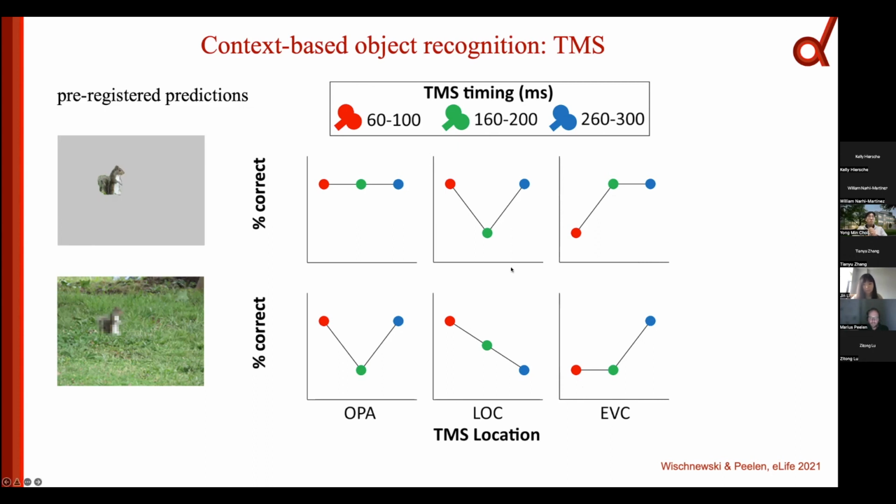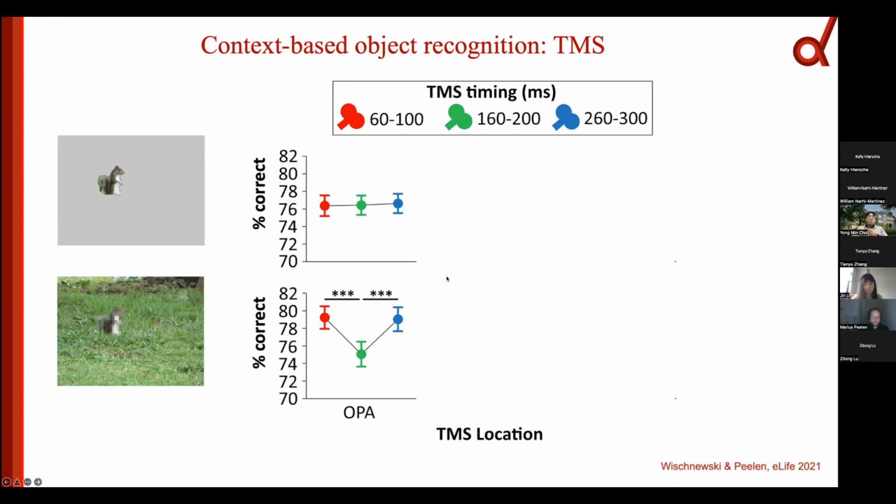All right, so let's see what the results are. These are the actual results. This is for OPA stimulation. So that's very nicely matching what we predicted. No difference across these time windows for the intact object condition, but a strong decrease in performance when OPA was stimulated in this middle time window, around 200 milliseconds after stimulus onset. So this provides evidence that the scene-selective region is still important for recognizing objects when these objects are facilitated by scene context.